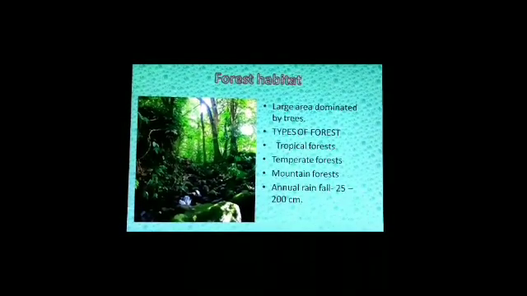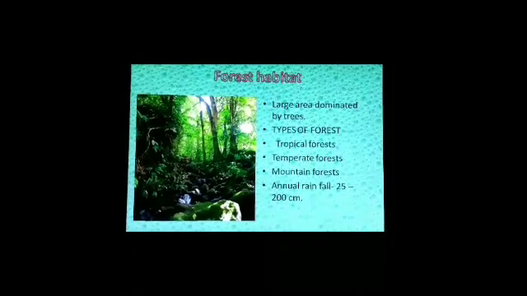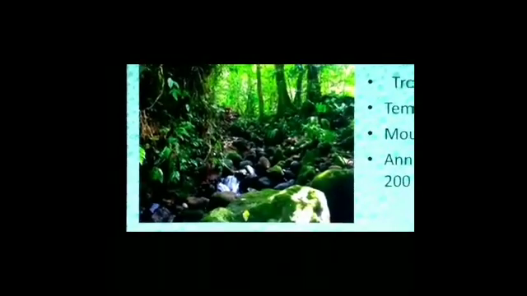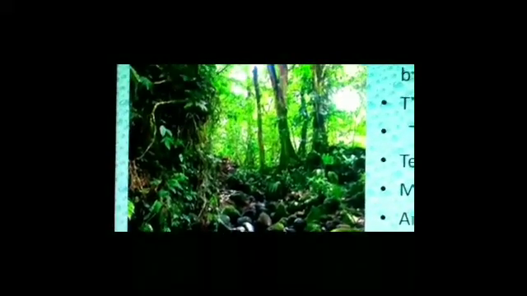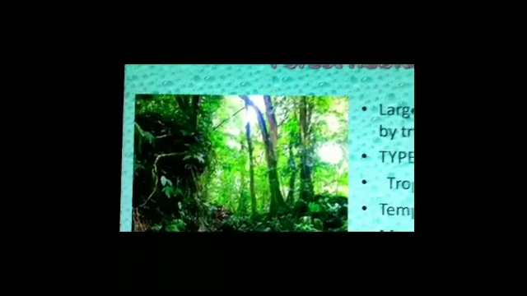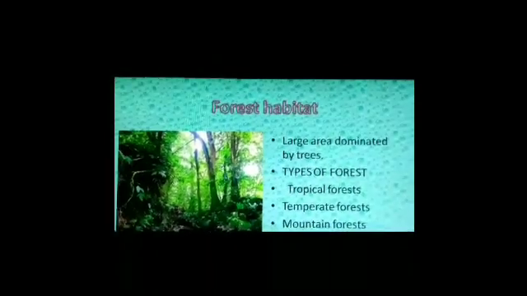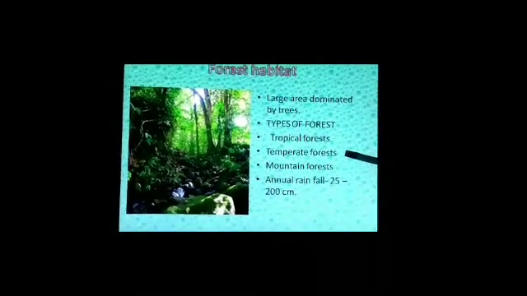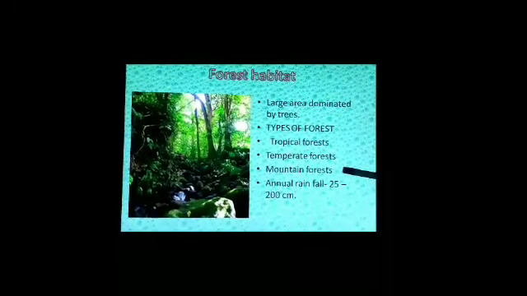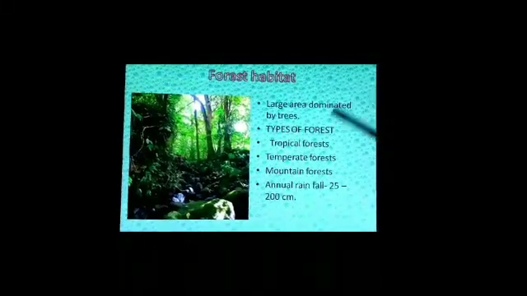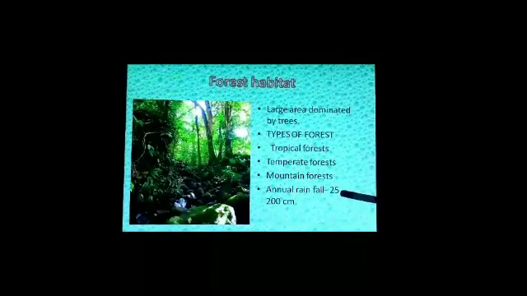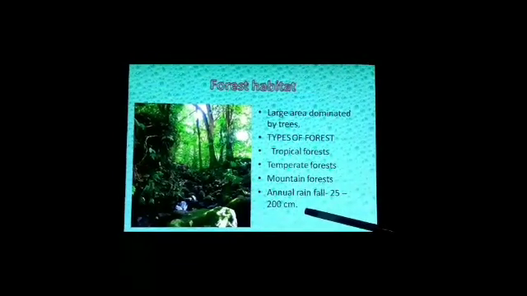Next habitat is forest habitat. A large area that is dominated by trees. There are different types of forest: tropical forests, temperate forests, mountain forest, and in forest area the annual rainfall is about 25 to 200 centimeters.